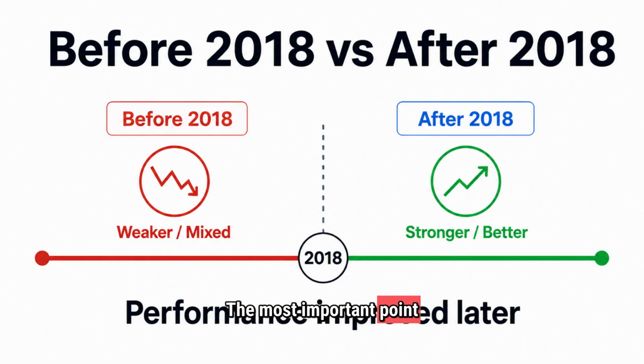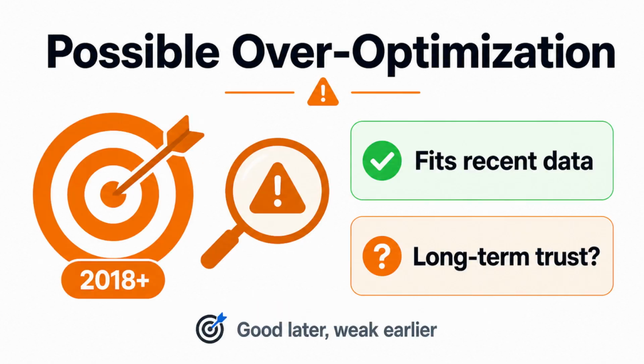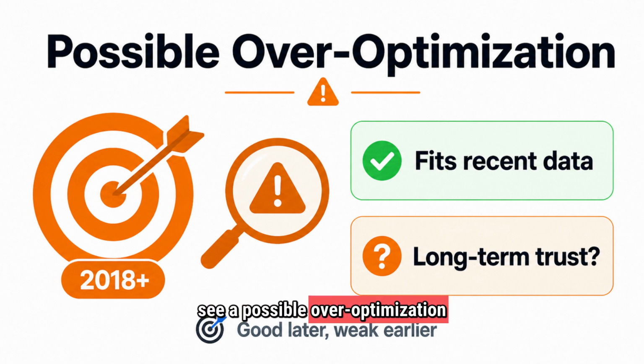The most important point is this: the performance is much better after 2018. But before 2018, the result is weak and mixed. This is a major concern, because if an EA works mainly after a specific period, it may be optimized for that period. This is why I see a possible over-optimization risk. The EA seems to fit recent data better, but long-term robustness is questionable. The developer's backtest also appears to focus mainly on the period after 2018. That does not prove over-optimization, but it is a warning sign.